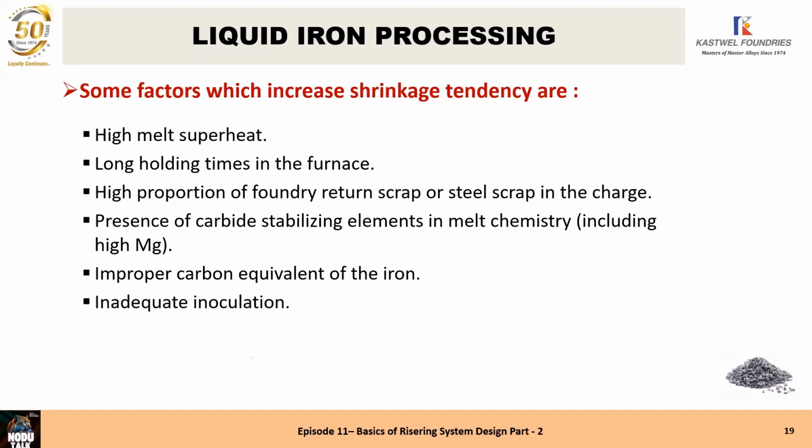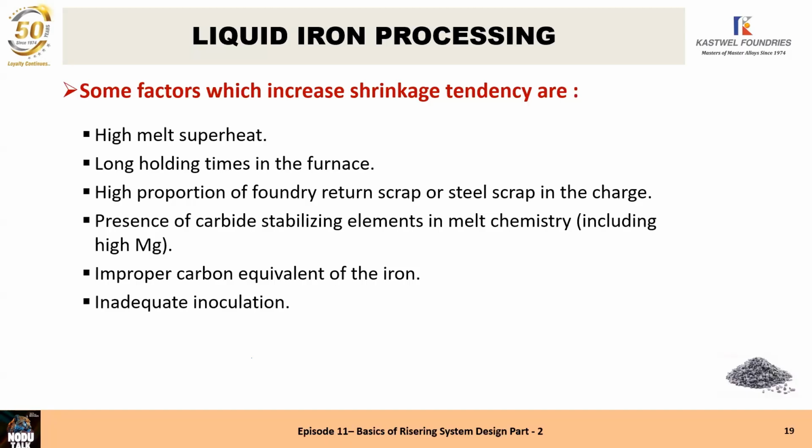Presence of carbide stabilizing elements in the melt chemistry. This includes the magnesium which we introduce in the metal through the magnesium treatment. Magnesium is a very strong carbide former. So the presence of carbide stabilizing elements, chromium, magnesium, vanadium, and so on, will increase the shrinkage tendency of the metal.